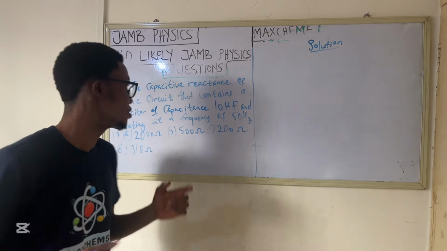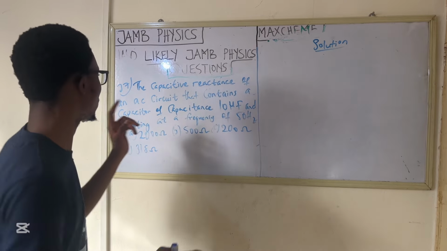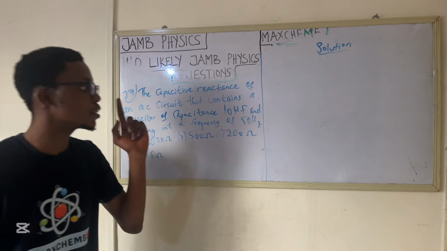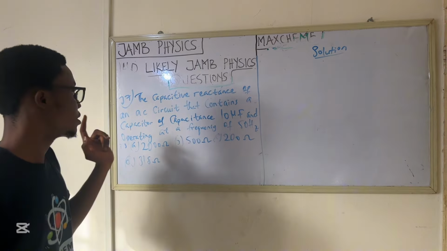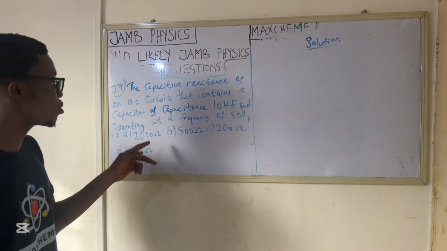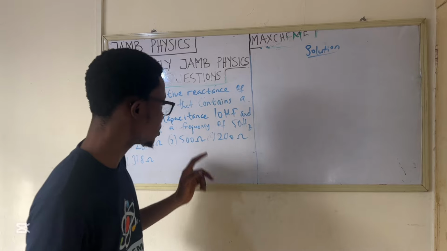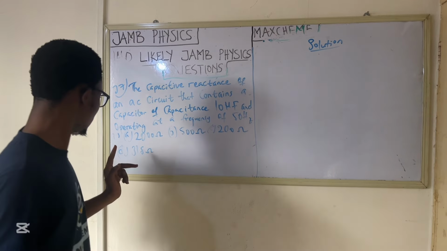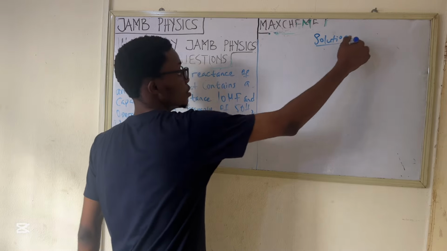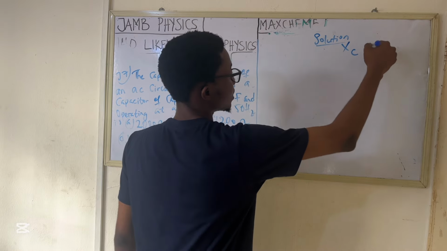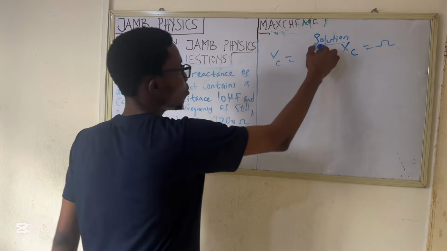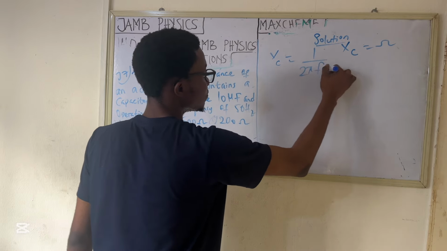Question 37. The capacitive reactance of an AC circuit that contains a capacitor of capacitance 10 microfarad and operating at a frequency of 50 Hz is: A. 2000 ohms, B. 500 ohms, C. 200 ohms, D. 318 ohms. That's to tell us that the SI unit of capacitive reactance is ohms. Now the formula for capacitive reactance is 1 over 2 pi FC.